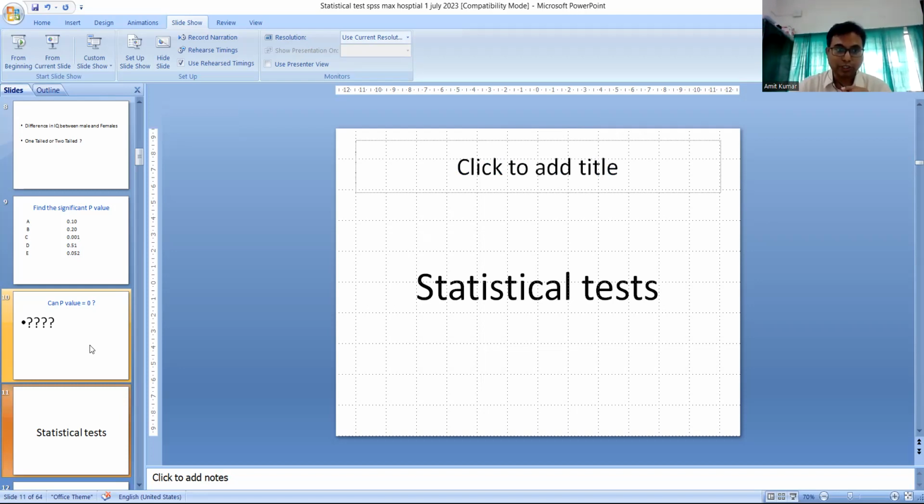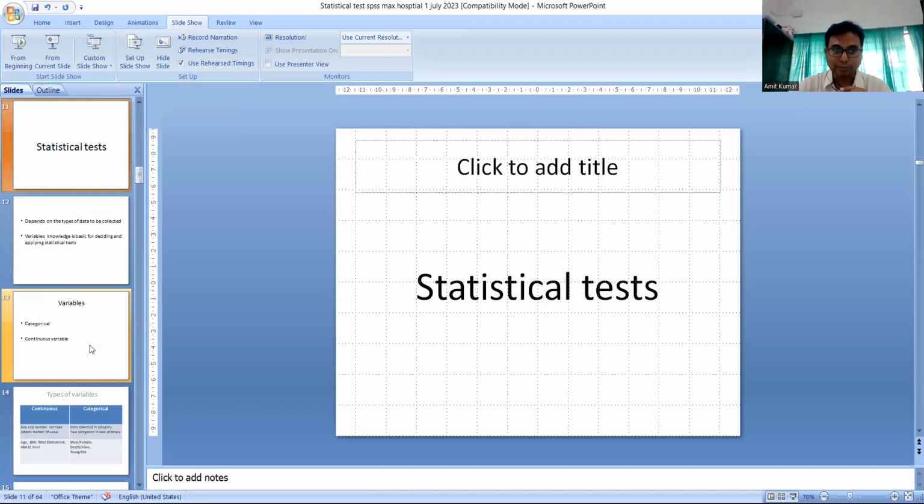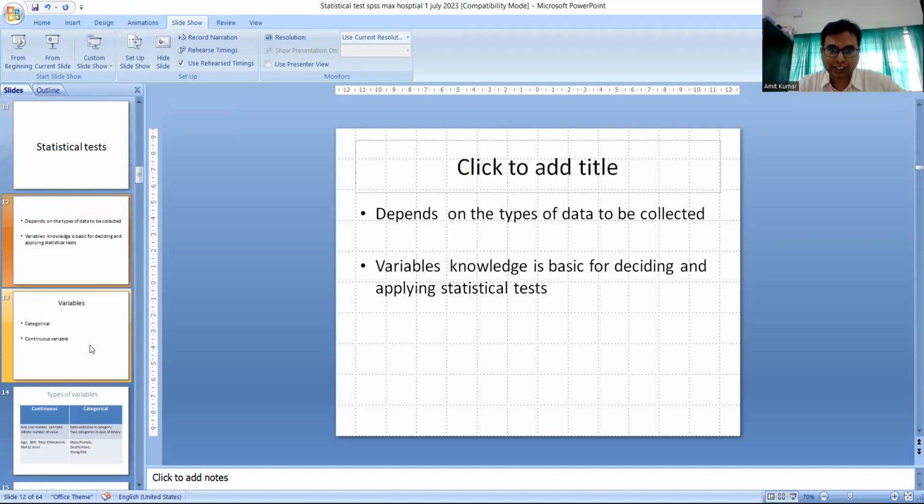So now you come to the statistical test. Is my slide visible? Yes. It is moving, no? Okay.